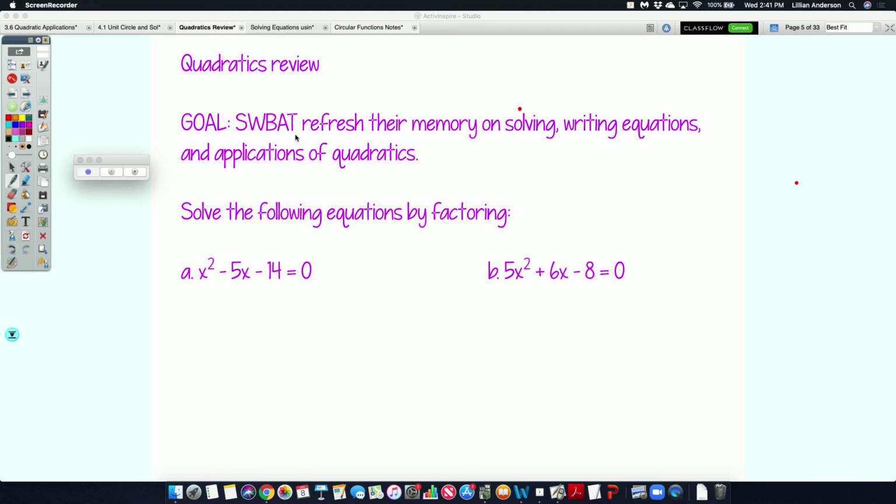But basically, when you're solving with the quadratic, you're trying to find its x-intercepts. Not every quadratic will have an x-intercept, but if it does, it will show up when you solve it.